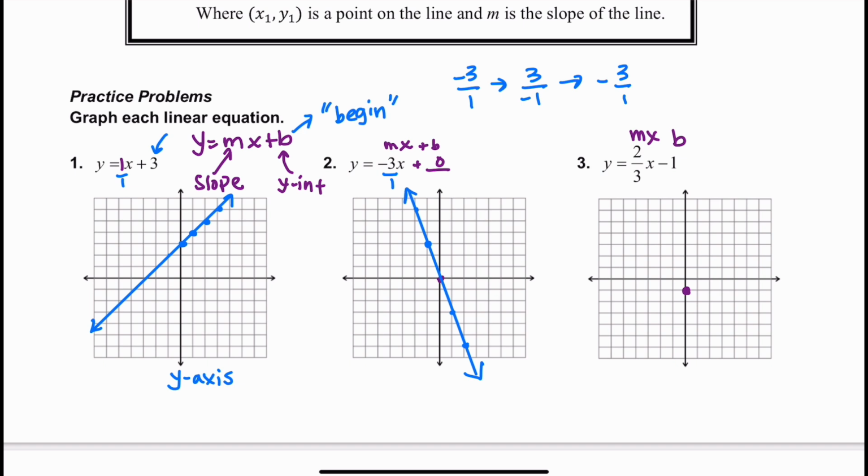So up 2 over 1, 2, 3, and I have my second point. And all of those are on the same point. Now, if you think of 2 over 3, that is actually the same thing as a negative 2 divided by a negative 3. A negative divided by negative is a positive. So I could also go down to left 3, and I will still be on that same line. And so that's the equation y equals 2x minus 1.